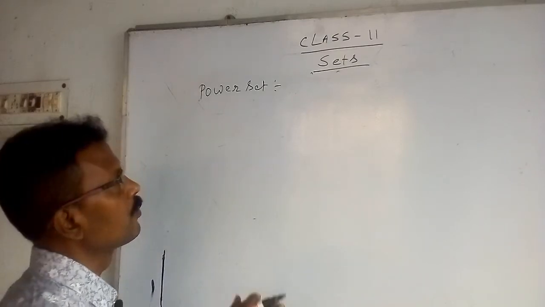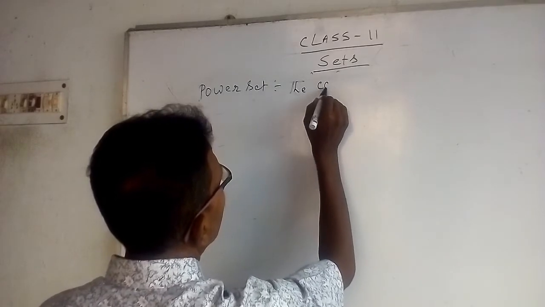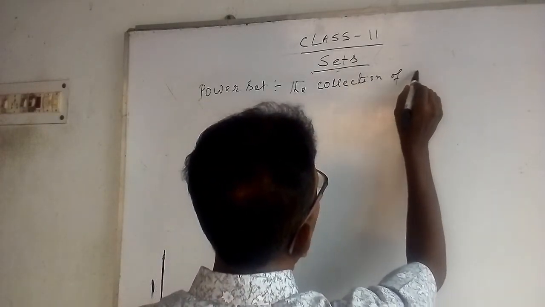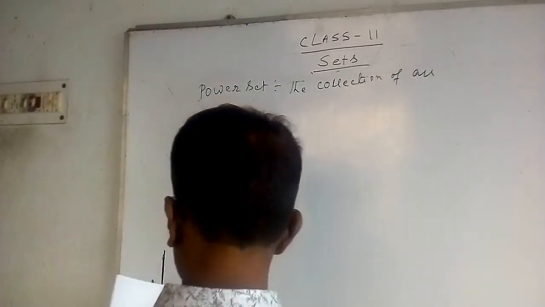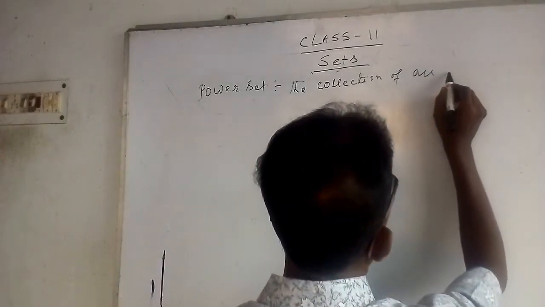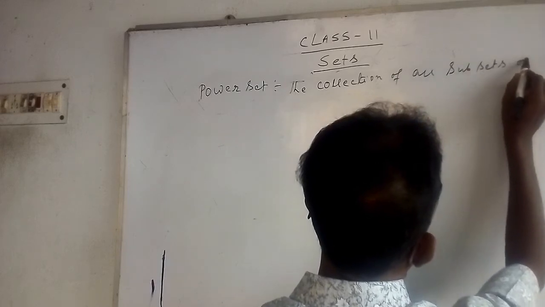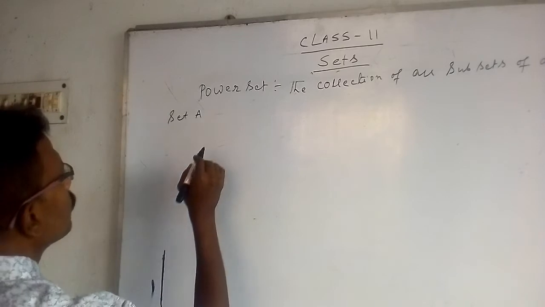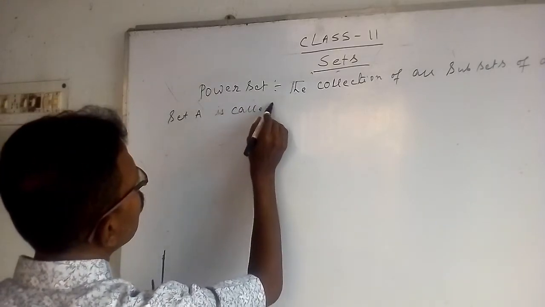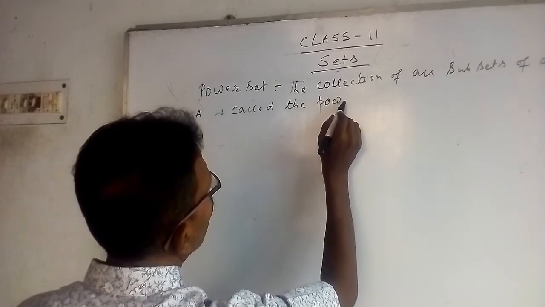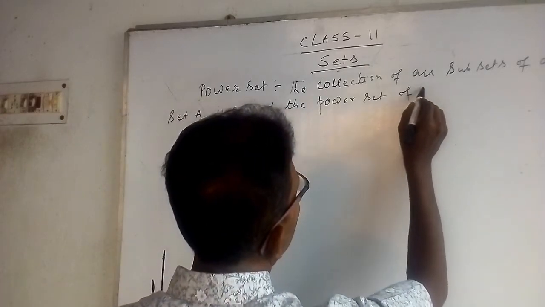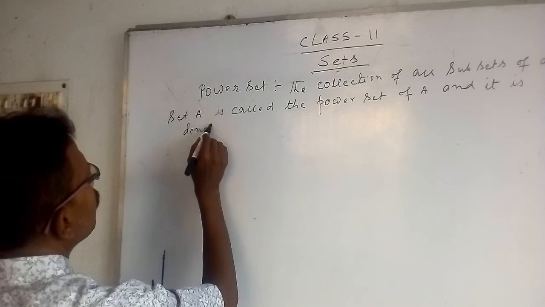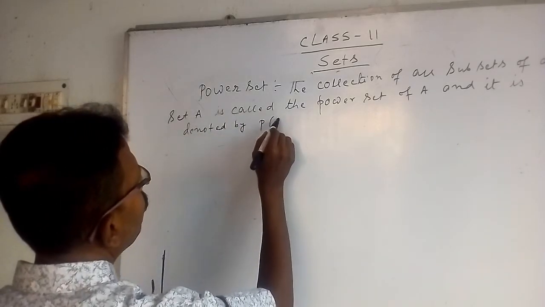Yesterday in class we discussed subsets. Now, the collection of all subsets of a set A is called the power set of A, and it is denoted by P of A. Okay.